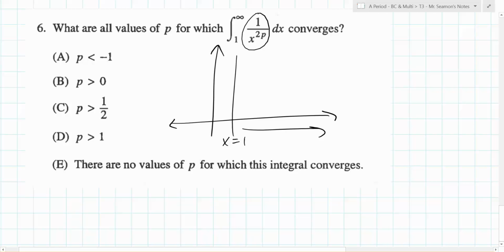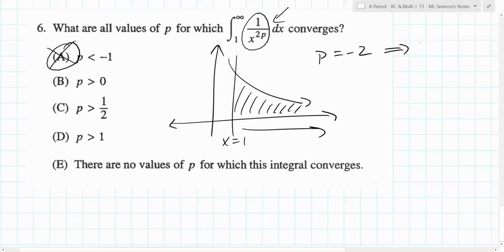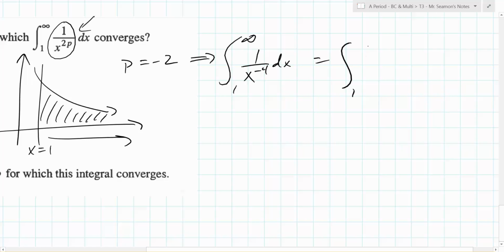So we can already eliminate some of these answers. It's got to go down, right? We're adding all of this together. So which one can we definitely take away? -1. Because if we plug in -1 into this, what does it turn into? If p equals -1, or sorry, let's make it -2, right? If p equals -2, this turns into this. Not to 8, to infinity, right? What does it turn into? 1 over x to the -4 dx? But what is that? Is that going to converge or diverge? Definitely diverge.